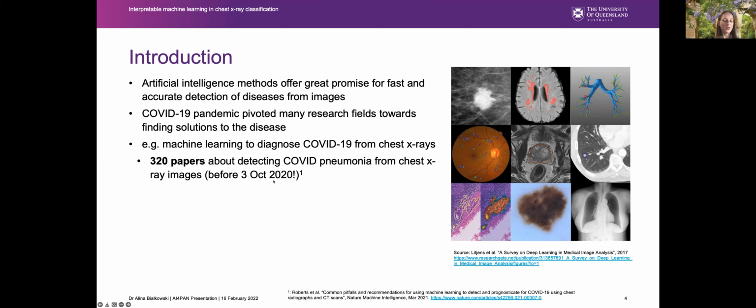Now we're even more than a year beyond that, so the number of papers is probably exploding exponentially in this space. What my talk is about today is looking at some of the flaws behind COVID detection from chest X-rays, and specifically how we can use interpretability techniques for investigating that and understanding our neural network models.